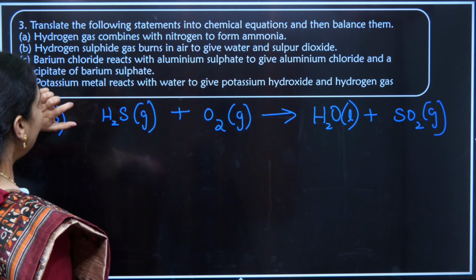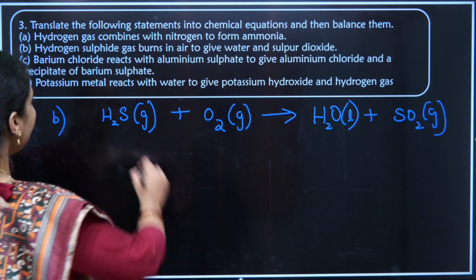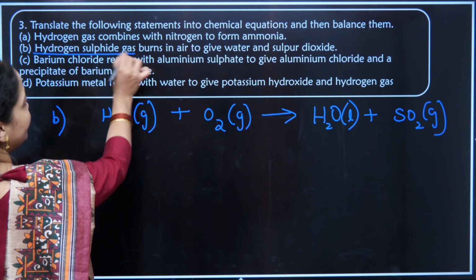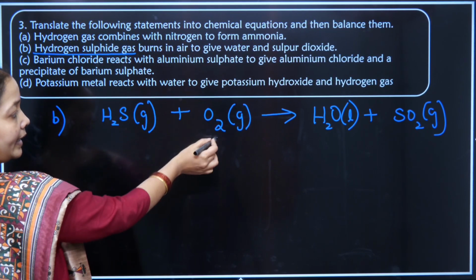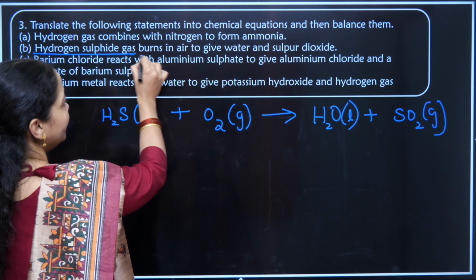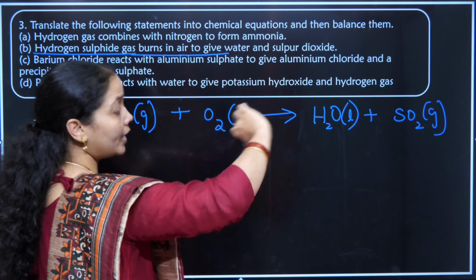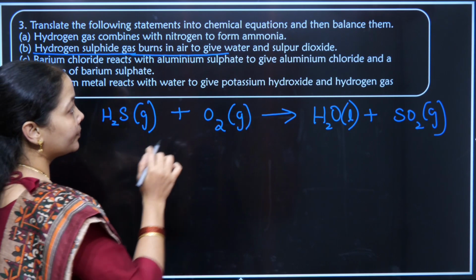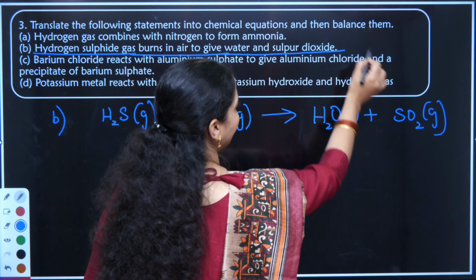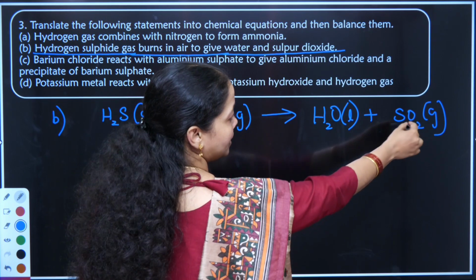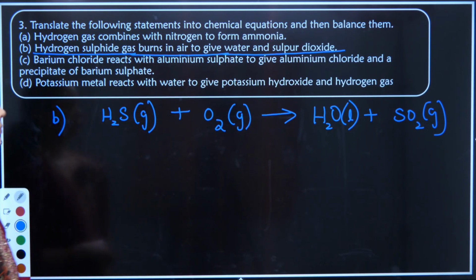Let us do it again. Hydrogen sulfide gas, I have covered till here. Burns in air. Air means oxygen. Burns in air, to give, the arrow which is telling us what is happening, water and sulfur dioxide. Water symbol H2O, sulfur dioxide SO2.